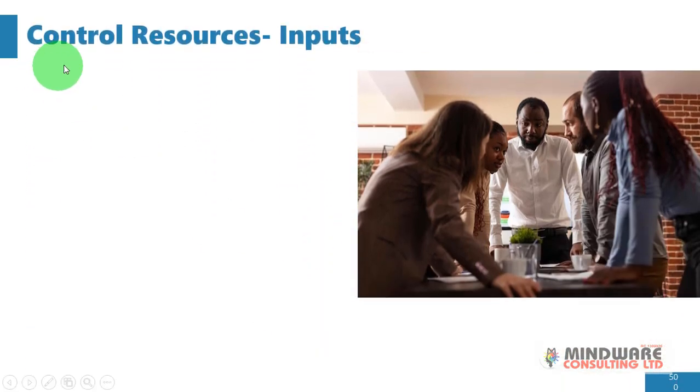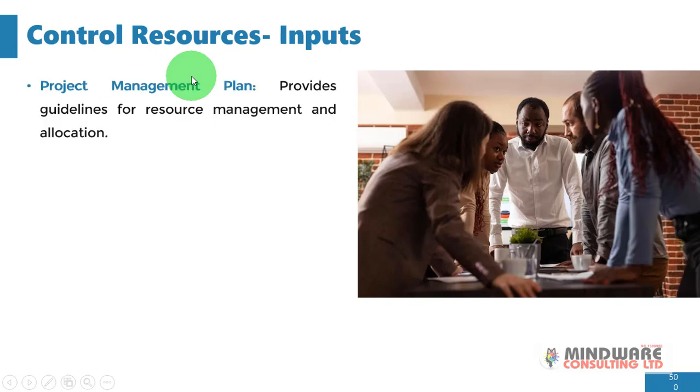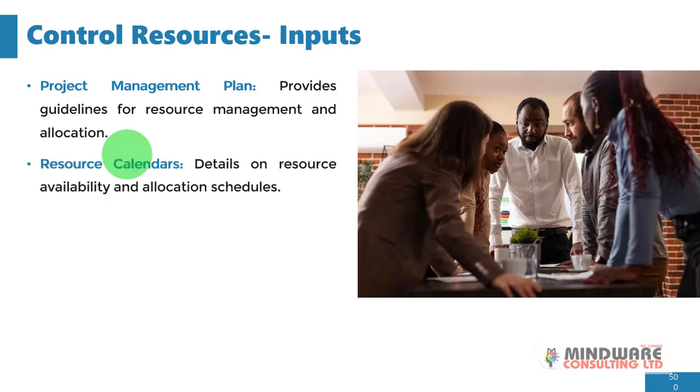Now let's look at the inputs of control resources. Firstly is the project management plan, and this provides guidance for resource management and allocation. Of course, you're going to have your basic framework for whatever it is that you're doing, and that framework is the project management plan. Resource calendars. These are details on resource availability and allocation schedules.